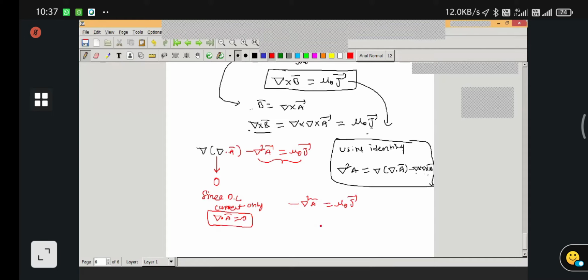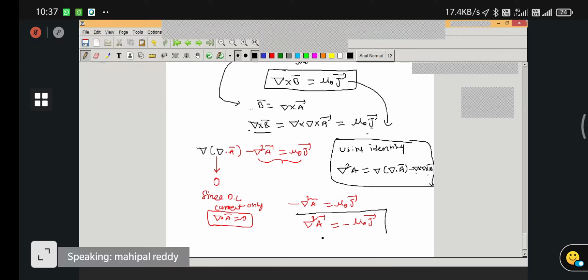Rewriting, del square A vector equals minus mu naught J vector. This is the box. This is my vector Poisson's equation. Just keep it in mind.